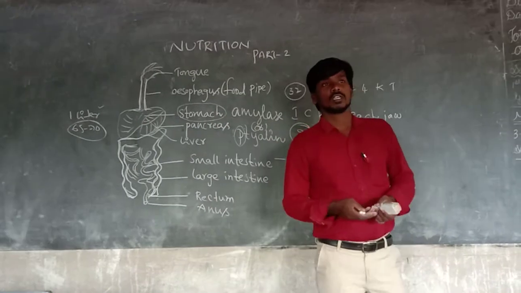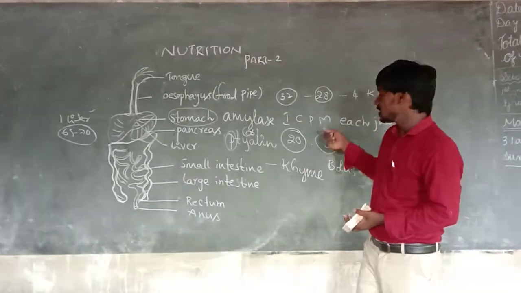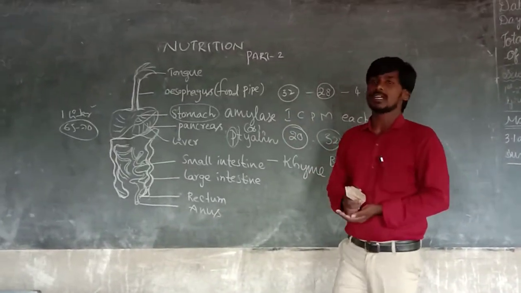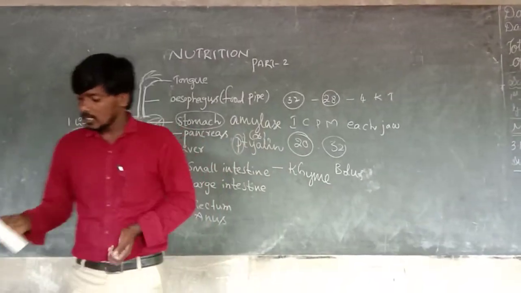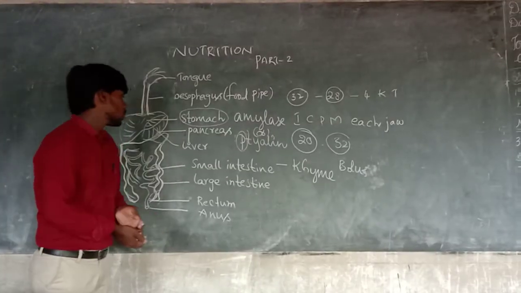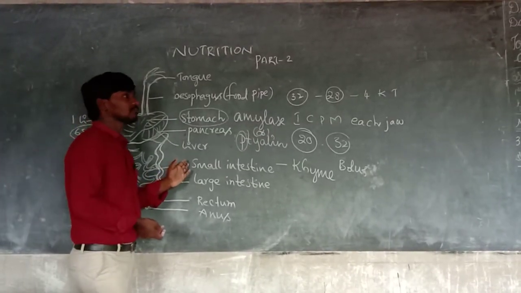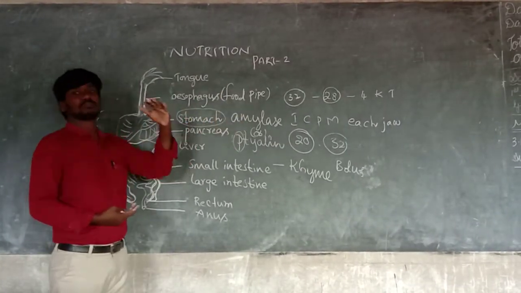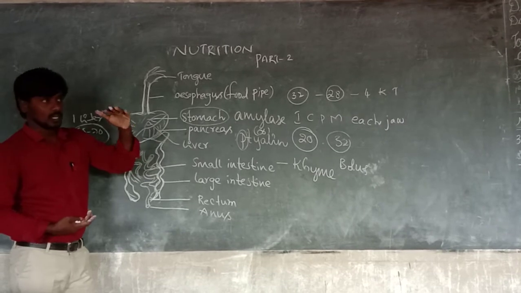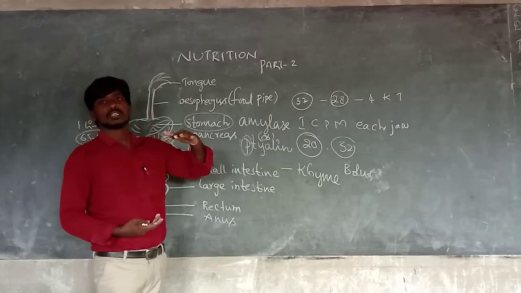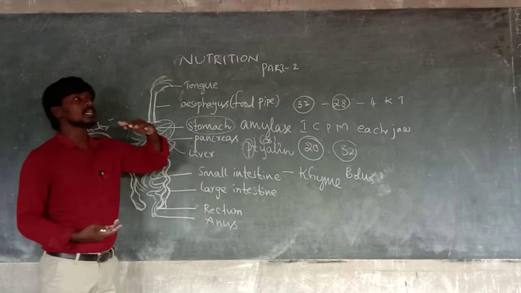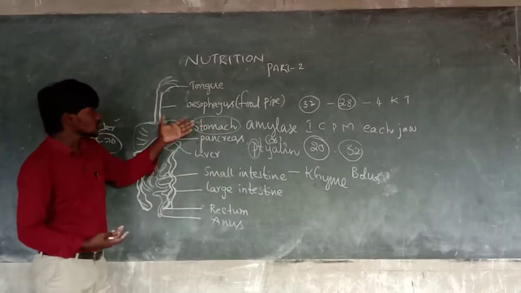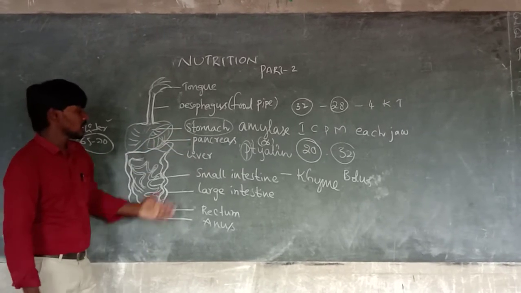Okay, so 80% of digestion is completed by the small intestine. Why? Because the small intestine is a very large part. Okay, so the small intestine releases some enzymes, like sucrase, peptidase, trypsin, amylase, chymotrypsin, pepsin. So different types of enzymes are secreted and released by parts such as the stomach, pancreas, liver, small intestine, and large intestine.